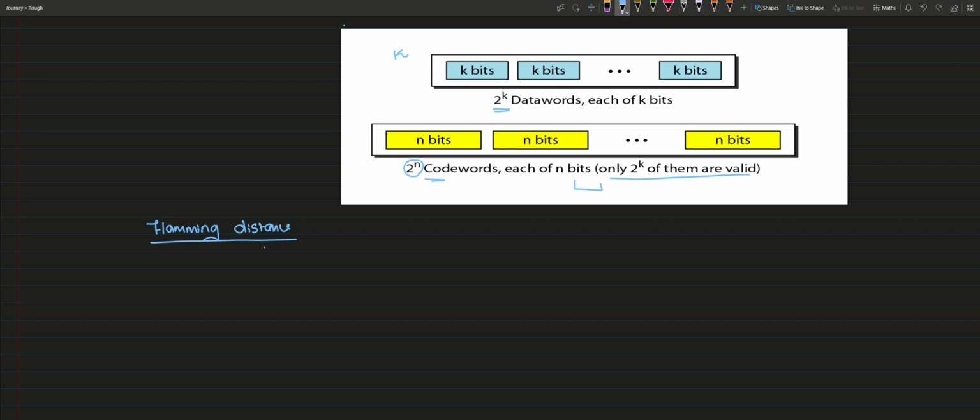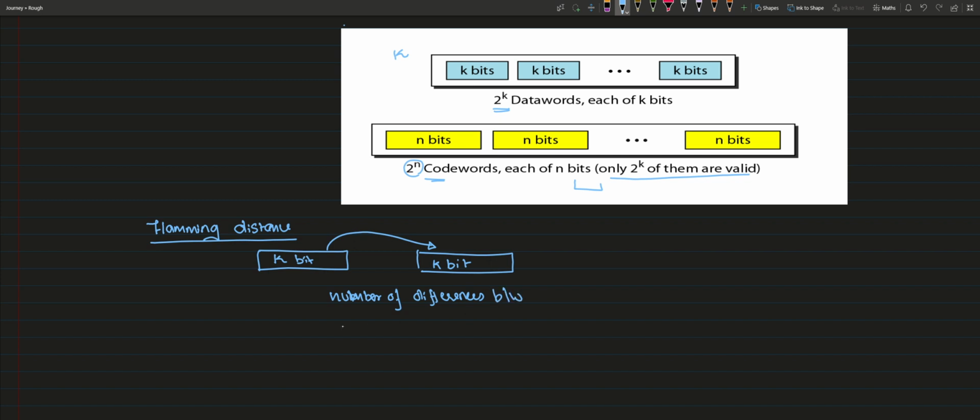So basically what we do is, assume you have two data words of K bits. I have one chunk of data of K bits, and I have another chunk of data of K bits. The Hamming distance between these two words is the number of differences between these two words.